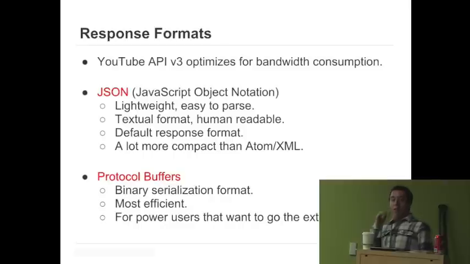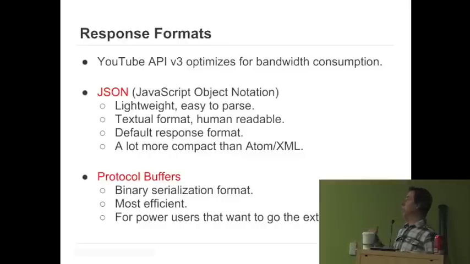I've already talked a bit about the response format. The default format is JSON. I guess almost everybody is familiar with JSON right now, which is one of the big reasons why we incremented the major version of the YouTube API, to switch from Atom XML to JSON and more modern standards. It's lightweight, easy to debug, textual, human readable and machine readable, and a lot more compact than XML and Atom. It is the default format.